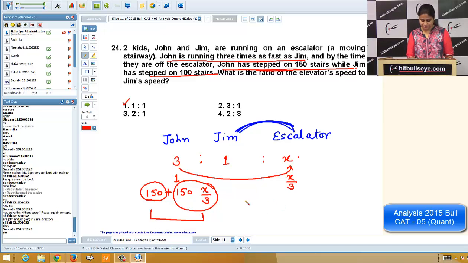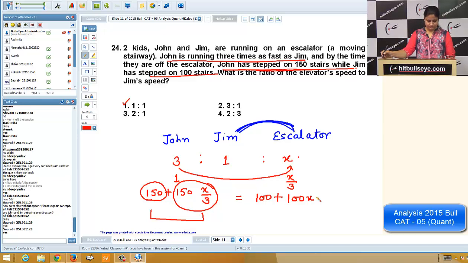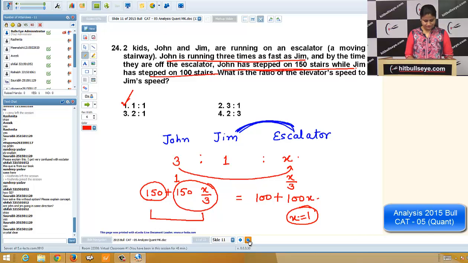Now taking the case of Jim. In the time Jim is moving 100 steps, the escalator will move 100x. Again the usage of ratio. Since the steps in the escalator should always be the same, I am equating both these cases, and I will get the answer. Is it okay? Clear? Once again, you will take x, you will get x as 1. So my answer will be 1:1. Okay, let us move.